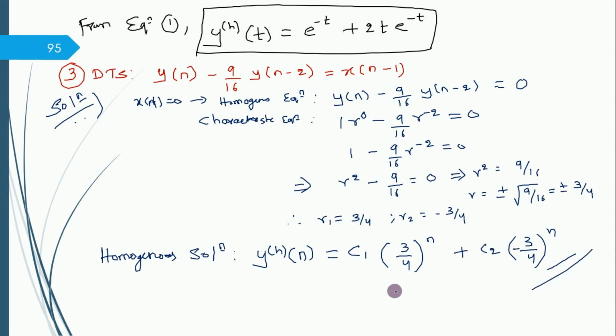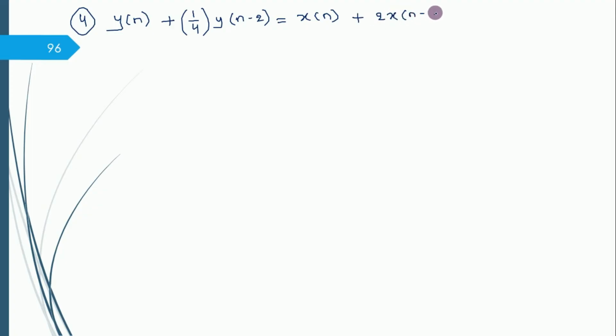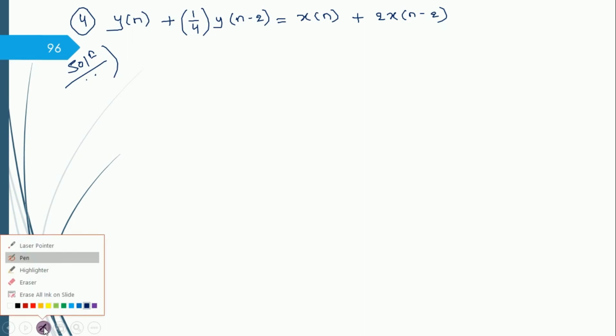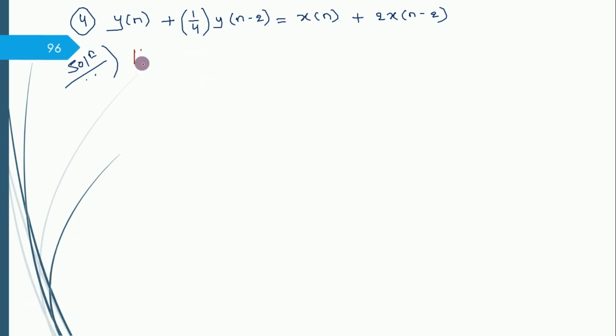So now we'll take one more problem, problem number 4, next variety. Given equation is y of n plus 1 by 4 y of n minus 2 is equal to x of n plus 2 into x of n minus 2. Solution. So first you need to get the homogeneous equation. To get the homogeneous equation, you have to make x of n equal to 0, so that you get y of n plus 1 by 4 y of n minus 2 equal to 0.